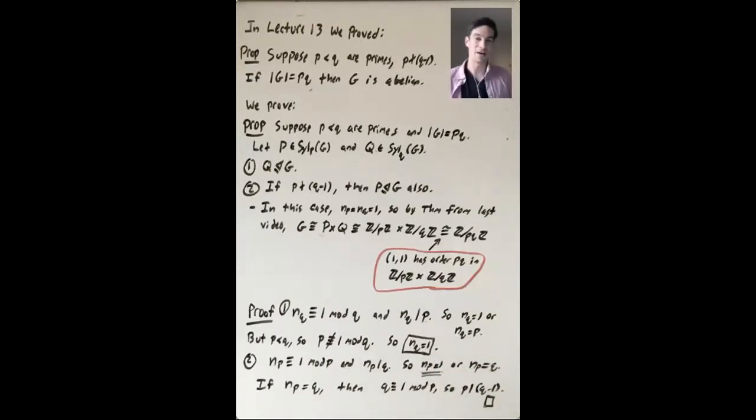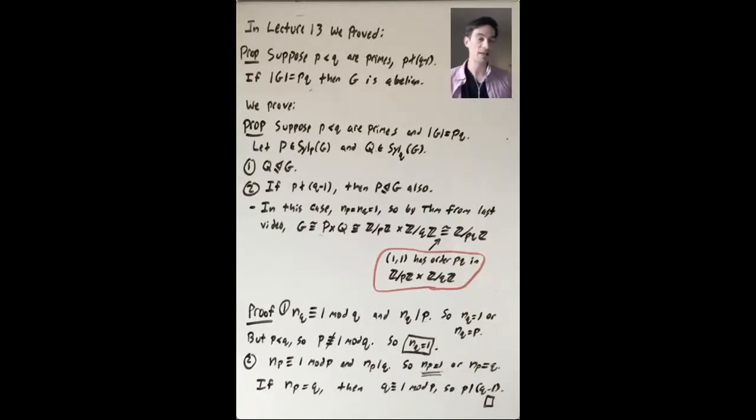Let me just make a remark. If p does divide q - 1, then we know that we have a Sylow q-subgroup that's normal. But maybe n_p is actually equal to q, and the Sylow p-subgroups are not normal. We'll see a little bit later in the course, a couple of lectures from now, that that is possible.